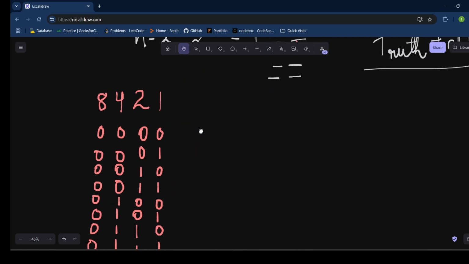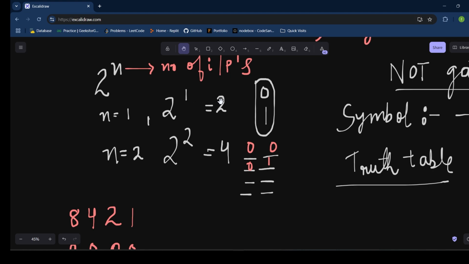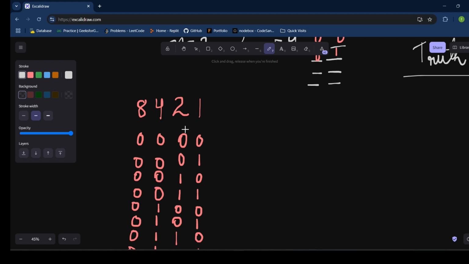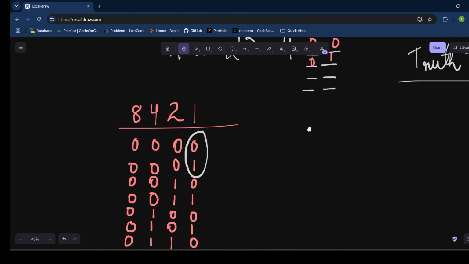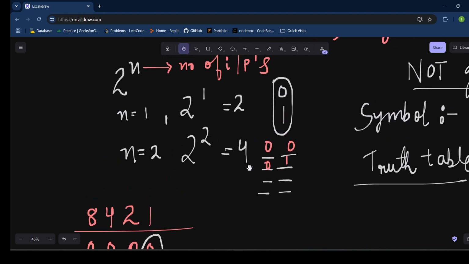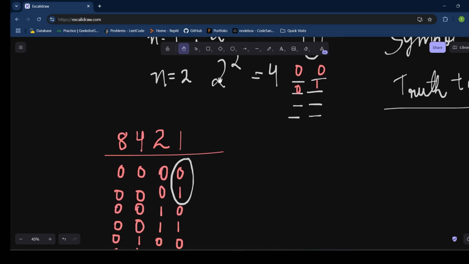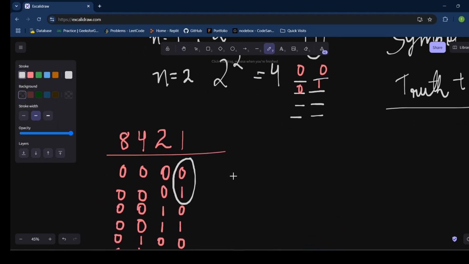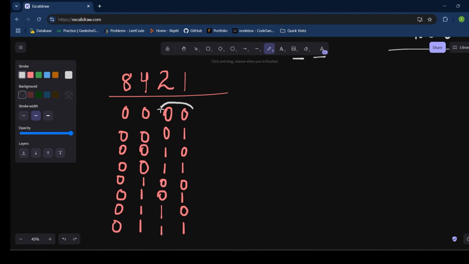So for a single input gate, the combination would be 0 and 1 simply. And if we have 2 inputs, then we will have 4 combinations. Then we will simply have these 4 combinations, like 0 0, 0 1, 1 0, and 1 1.